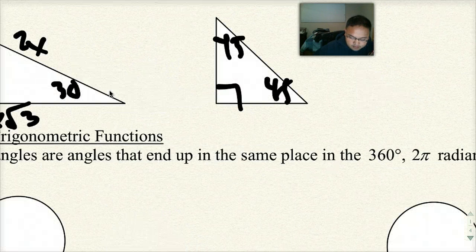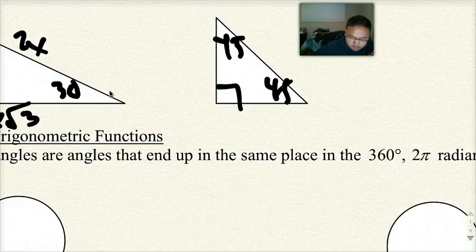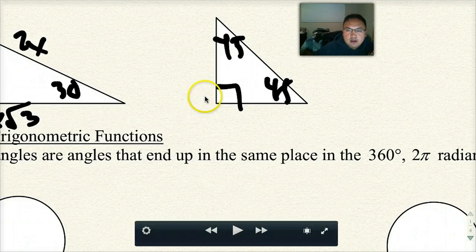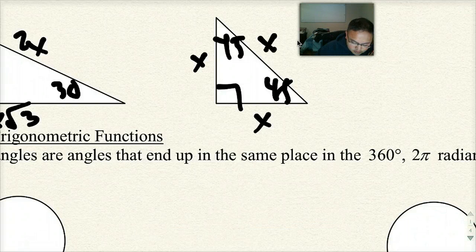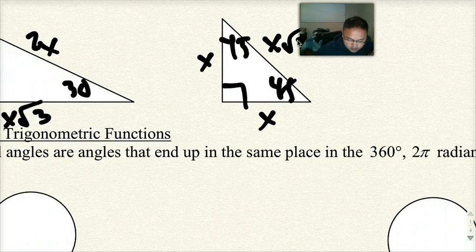45, 45, 90 is kind of easy. Since it's isosceles, the sides are both x, and the hypotenuse is x radical 2. So it's very simple to figure out these ones, and I'll show you how to use that later.